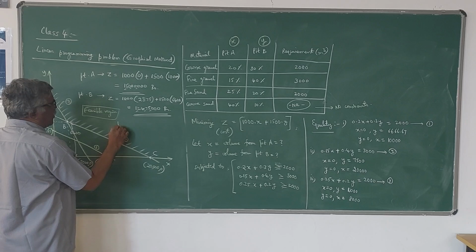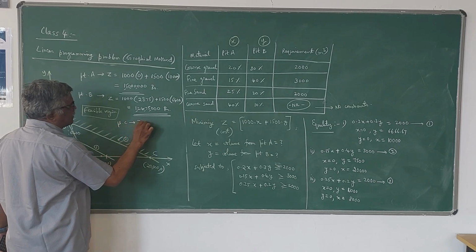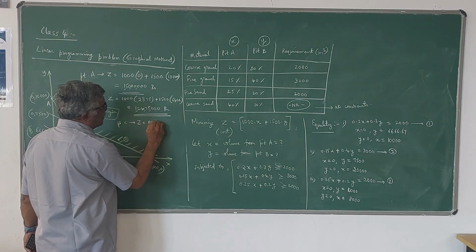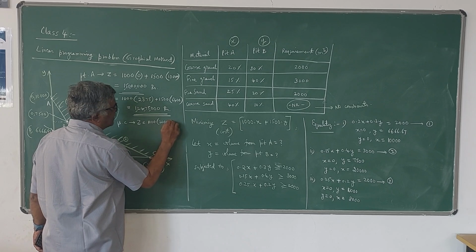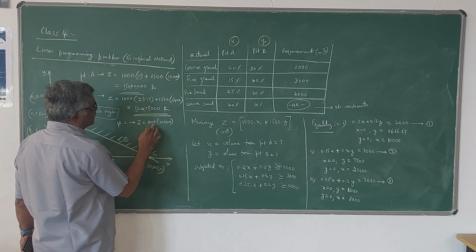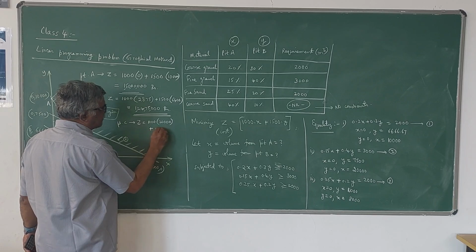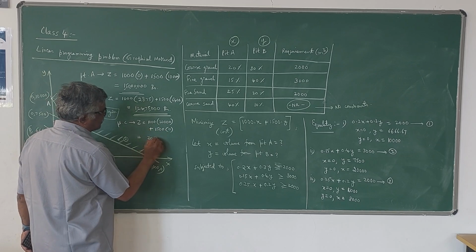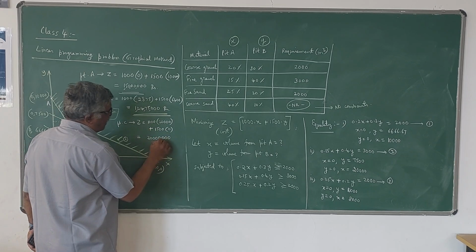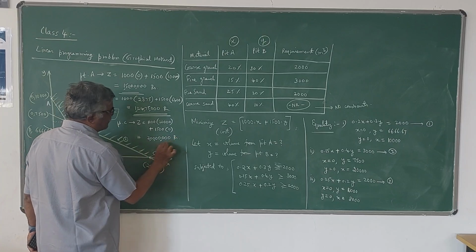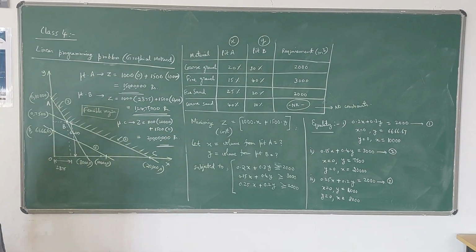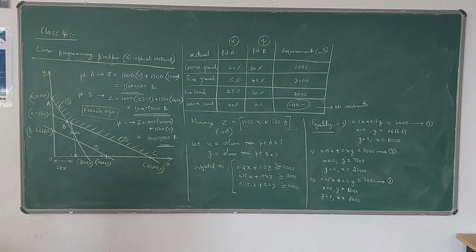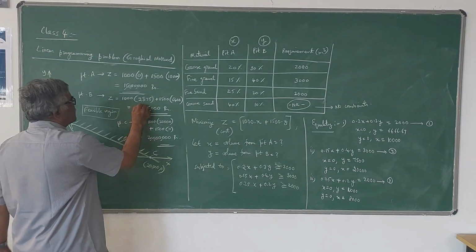Next, at point C, x is 20,000, y is 0. So 1000 into 20,000 plus 1500 into 0, since y is 0 there. So it comes to 2 followed by 7 zeros, rupees. So among these three values of z, the minimum value is 1,24,75,000 rupees. So this is the minimum.